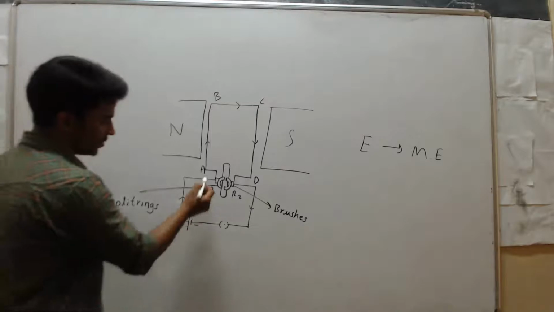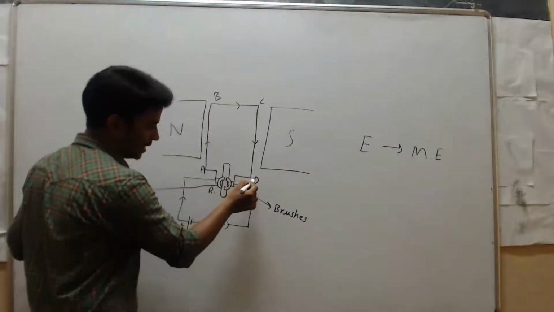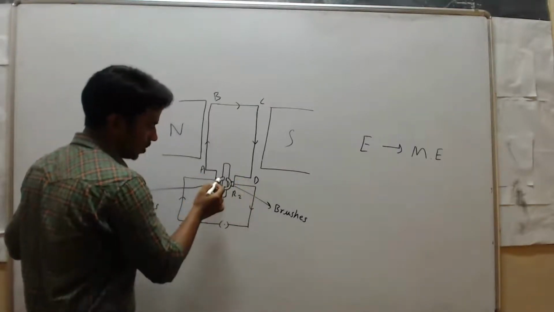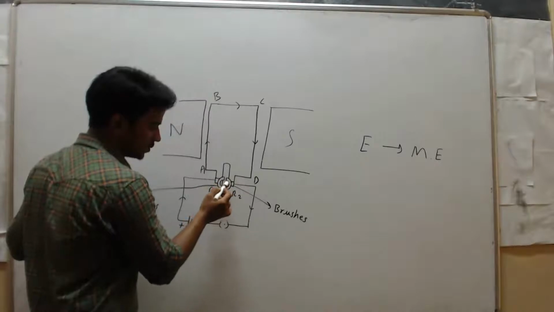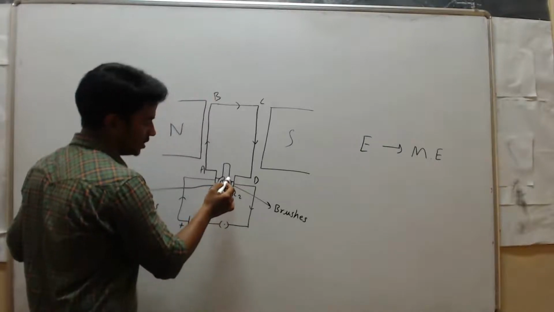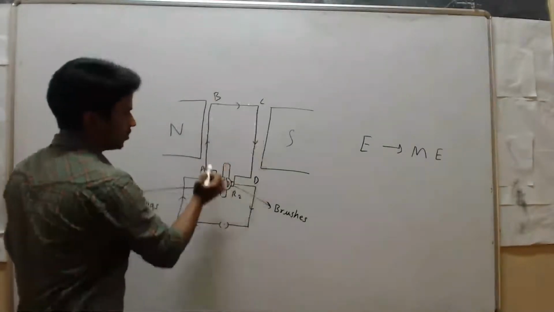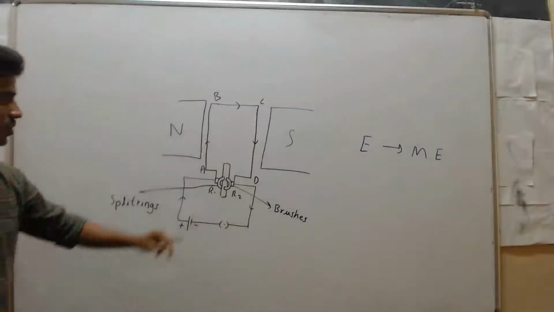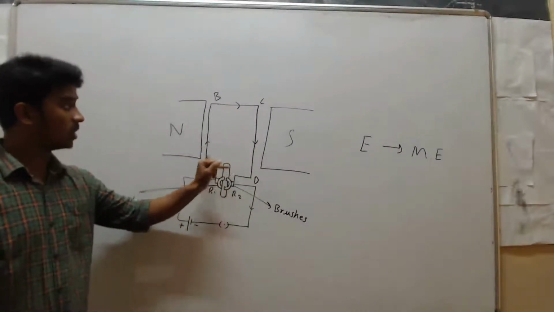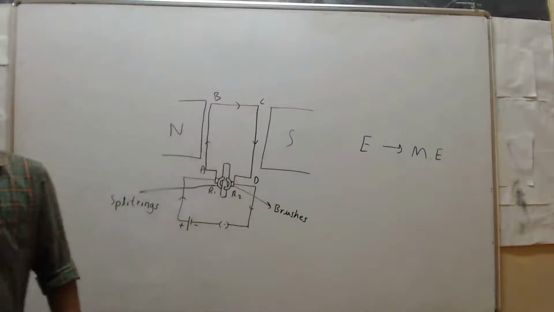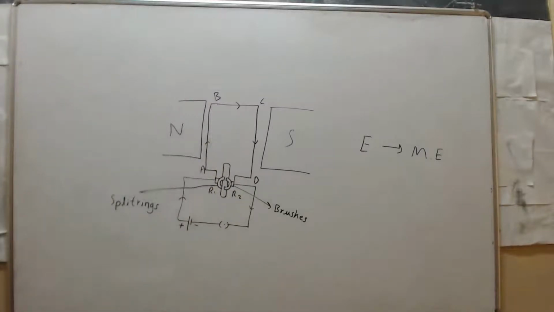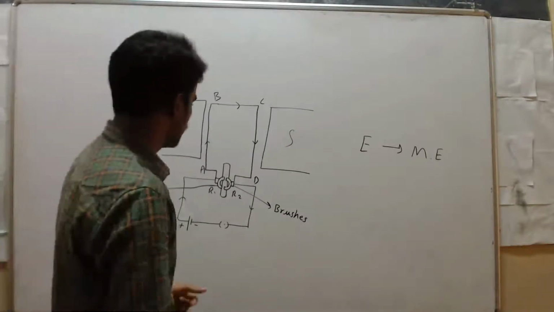Now AB is connected to R1 and D is connected to R2. These two split rings rotate with this armature. Now we will see the working. This is a coil.